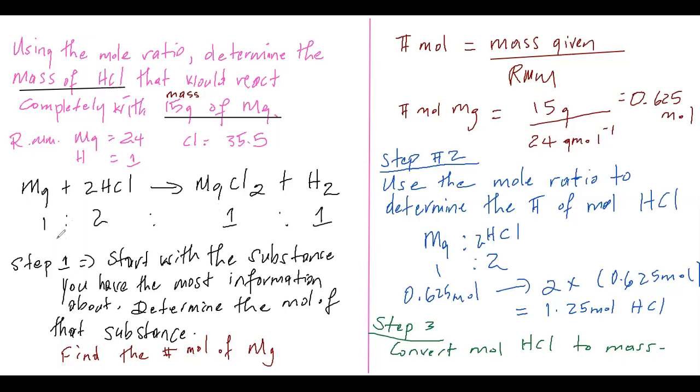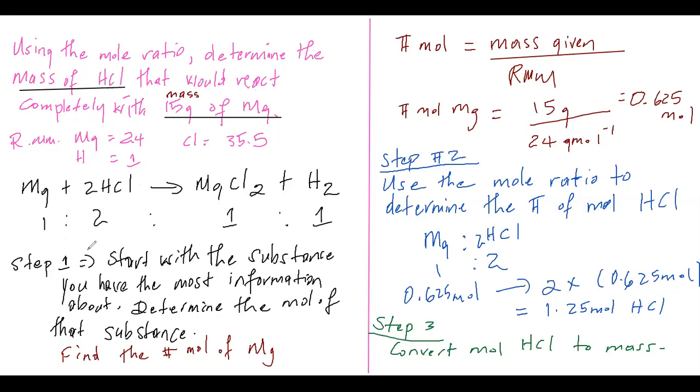Basically, this is telling us the proportion or the relationship in which the substances react. So any amount of magnesium we have, we know that it will take 2 times that amount of HCl to react with that magnesium. Now, in this question, they're asking us to use this knowledge of mole ratio to see what is the mass of HCl that it would take to react with 15 grams of magnesium. And I gave you the RMM values down here.